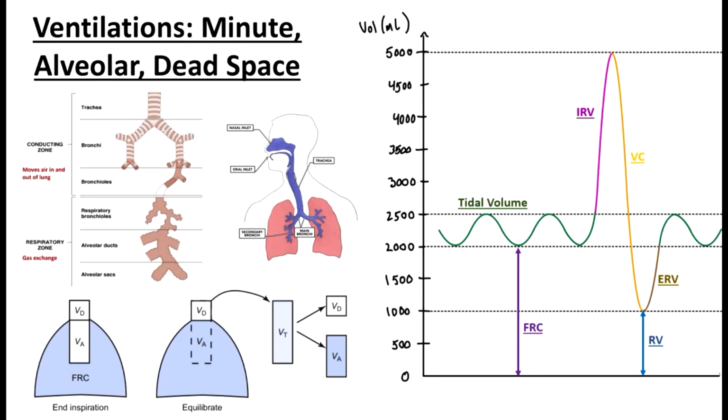Minute ventilation is analogous to cardiac output that we learned about in the heart, i.e. it's a volume, such as a stroke volume or a tidal volume, times some frequency, i.e. heart rate or respiratory rate. Therefore, the minute volume, VE, is equal to the respiratory rate times the tidal volume, VT.